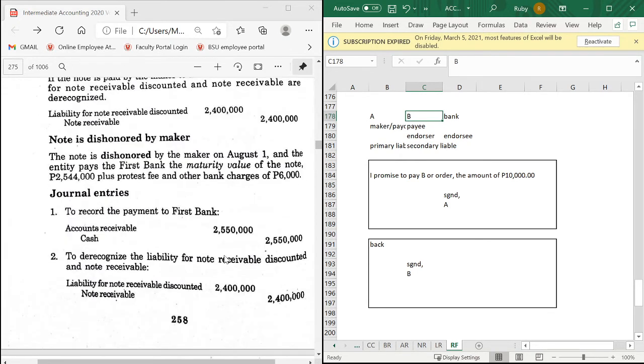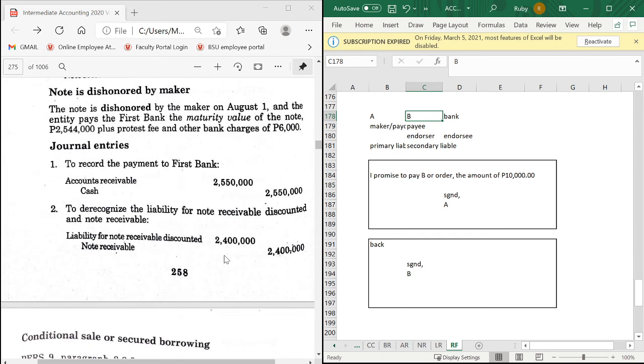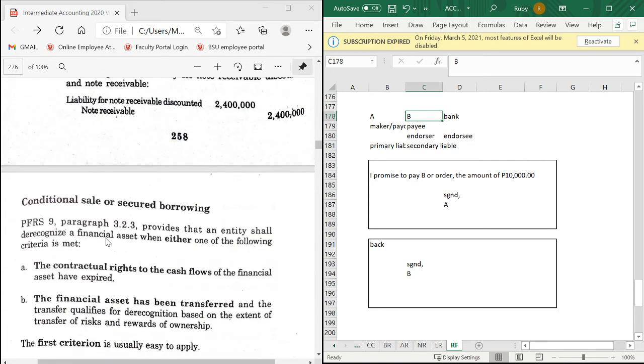Paano naman kapag dinishonor ni maker? So, liability, yun lang, naiba lang yung entry.